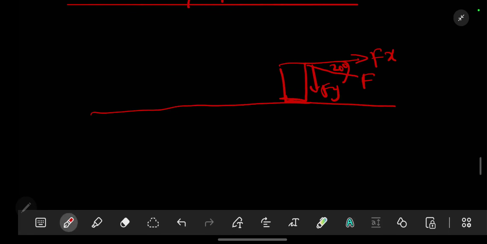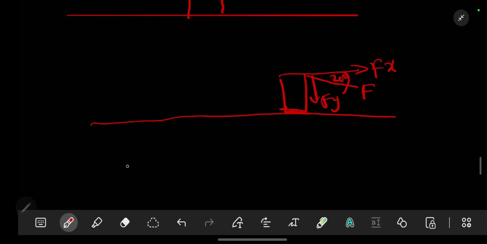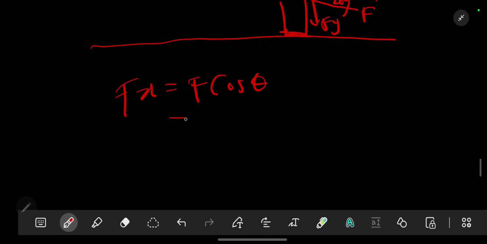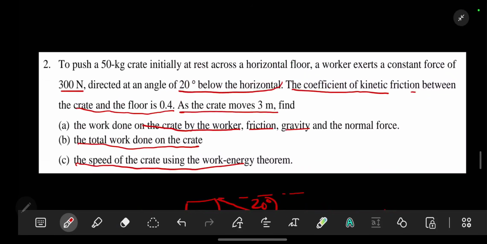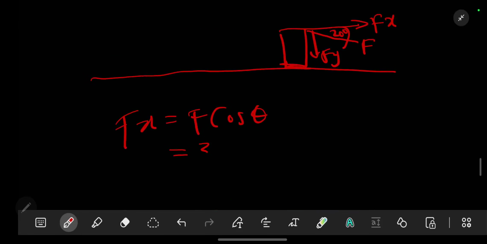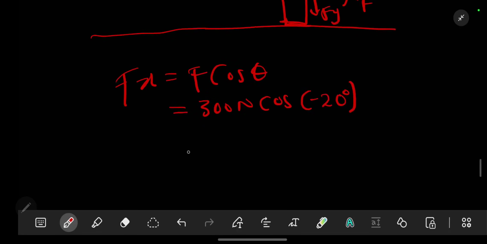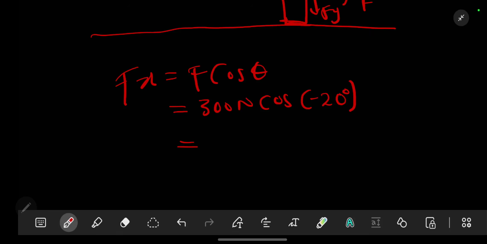So let's just find our fx and our fy. So fx will be equal to the force with the cosine of the angle theta, like that. We know that this worker is applying a constant force of 300 newtons. So we are going to say 300 newtons with the cosine of our theta, which is 20 degrees. In fact, we can put negative 20 degrees since it's below, but the cos of a negative value is the same as the cos of a positive value.